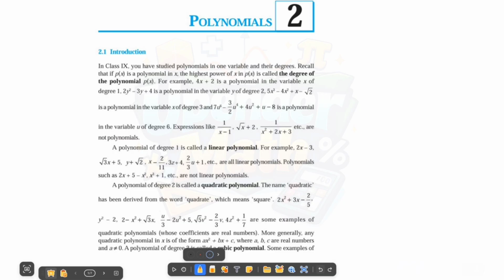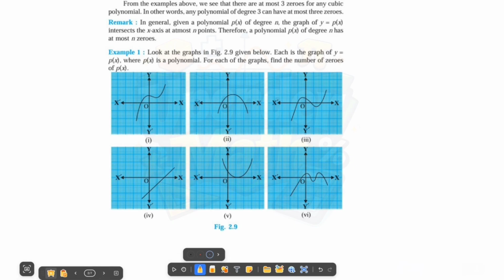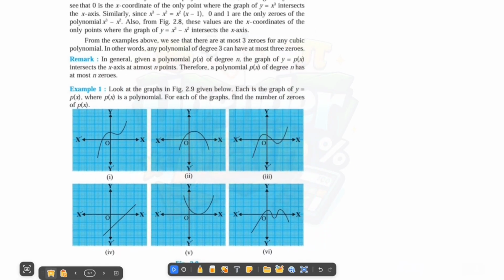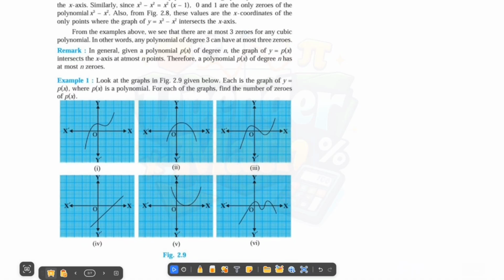In this video, we will discuss second chapter polynomials problems. Let's see the example first. So example 1. Look at the graph in figure 2.9 given below. Each is the graph of y equals p of x, where p of x is a polynomial. For each of the graphs, find the number of zeros of p of x.